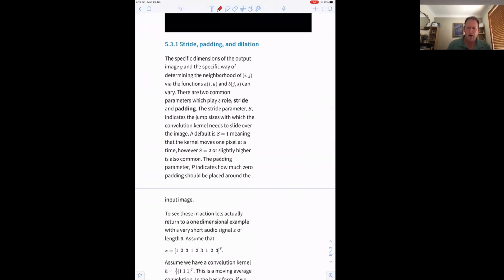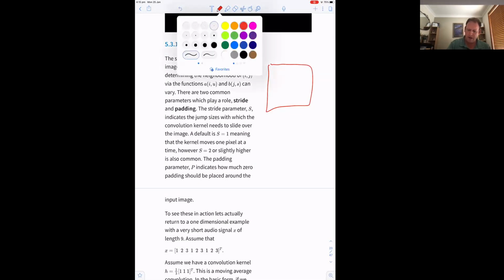There's something called stride, and stride means how many slots you move at a time. A stride of 1 means that you move 1 at a time, as you did in a standard convolution. But sometimes you do a stride of 2, maybe a stride of 3. The stride is not going to be too big, so that convolution kernels don't overlap.